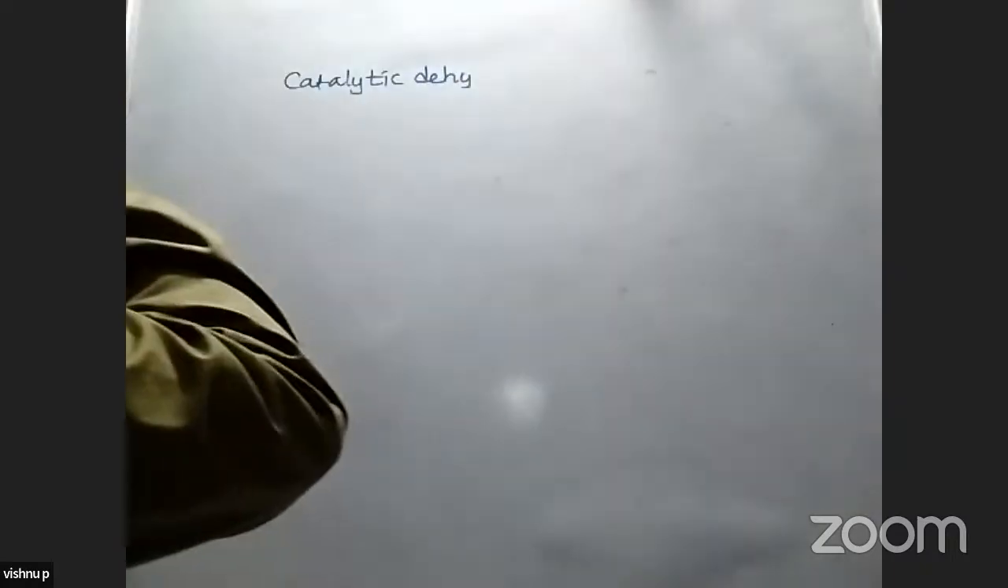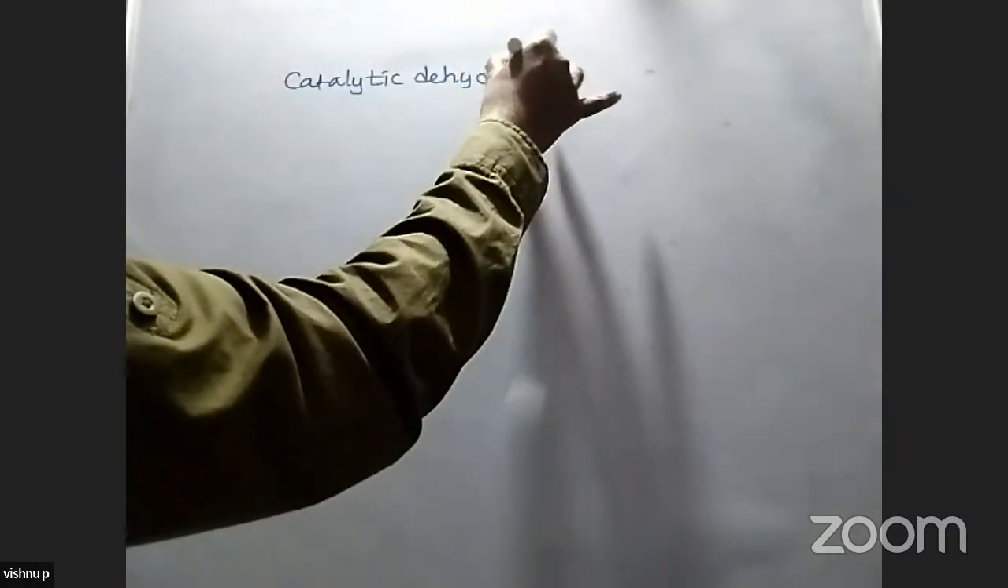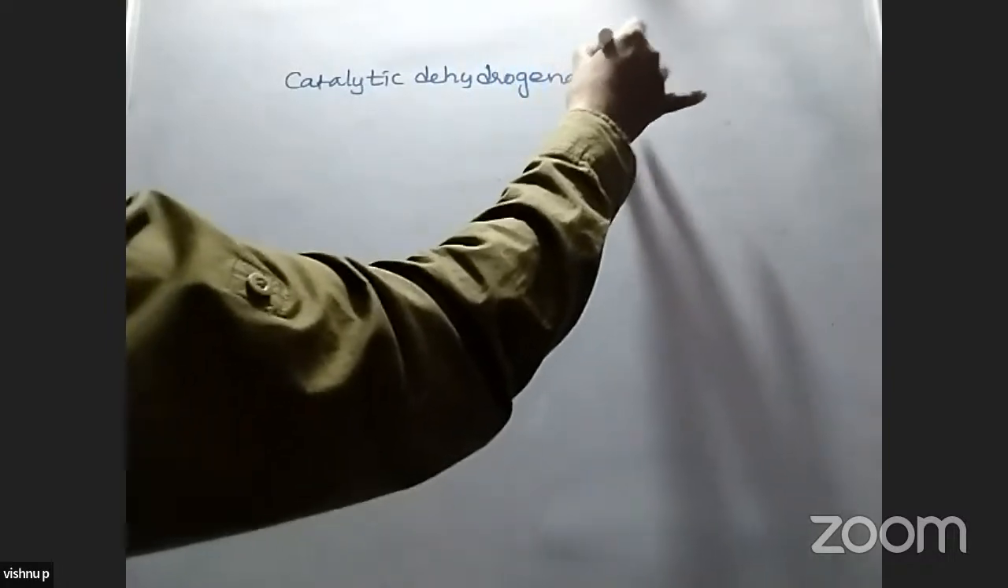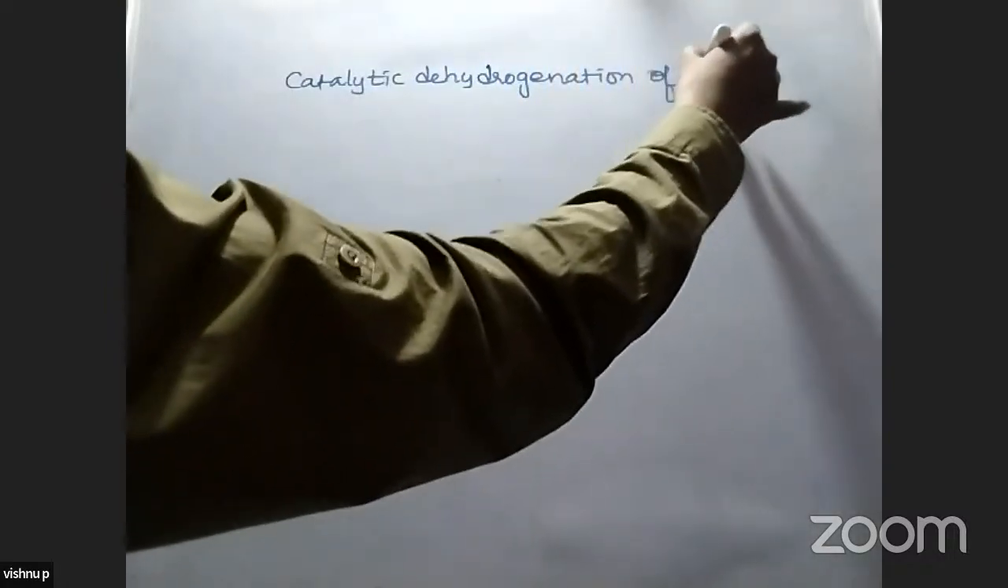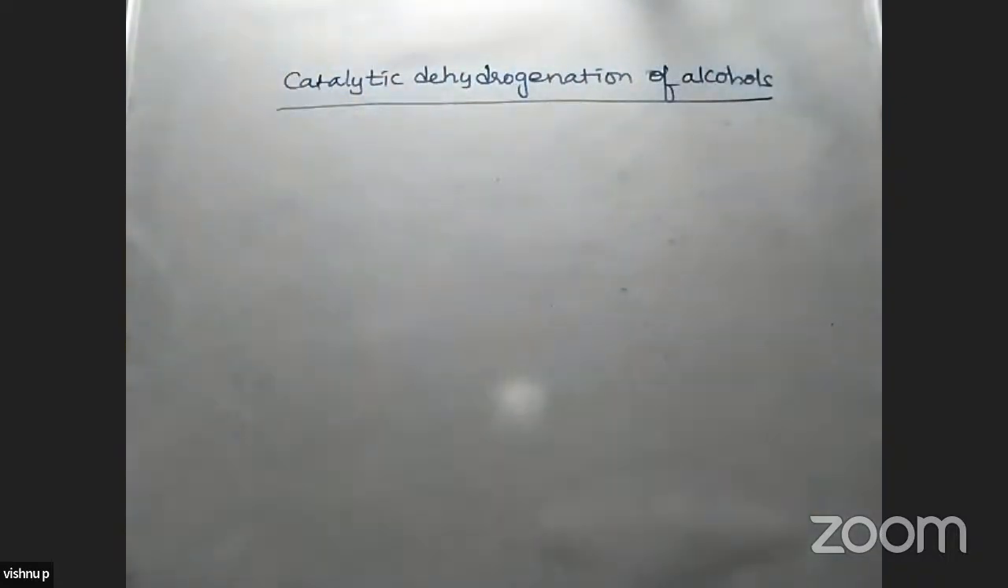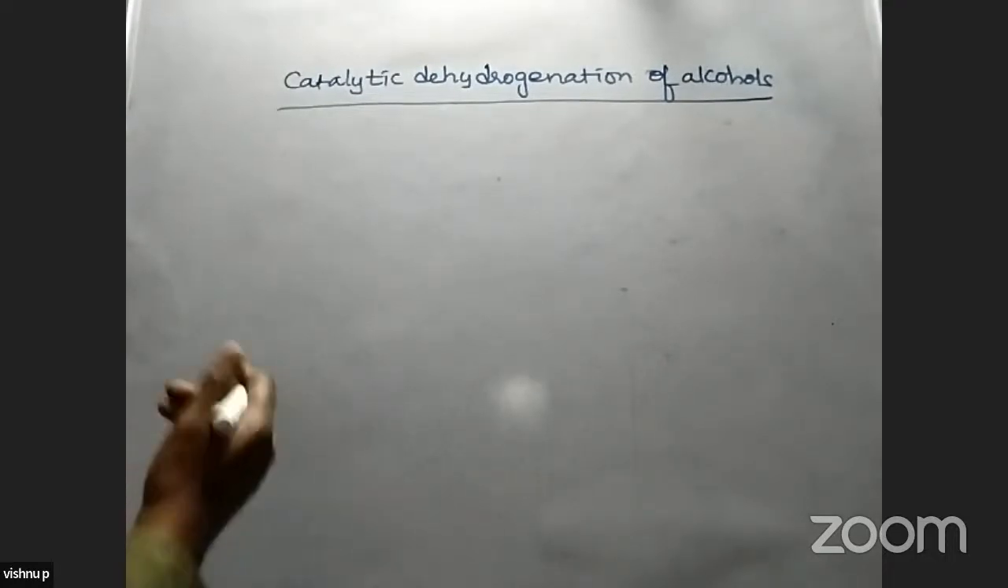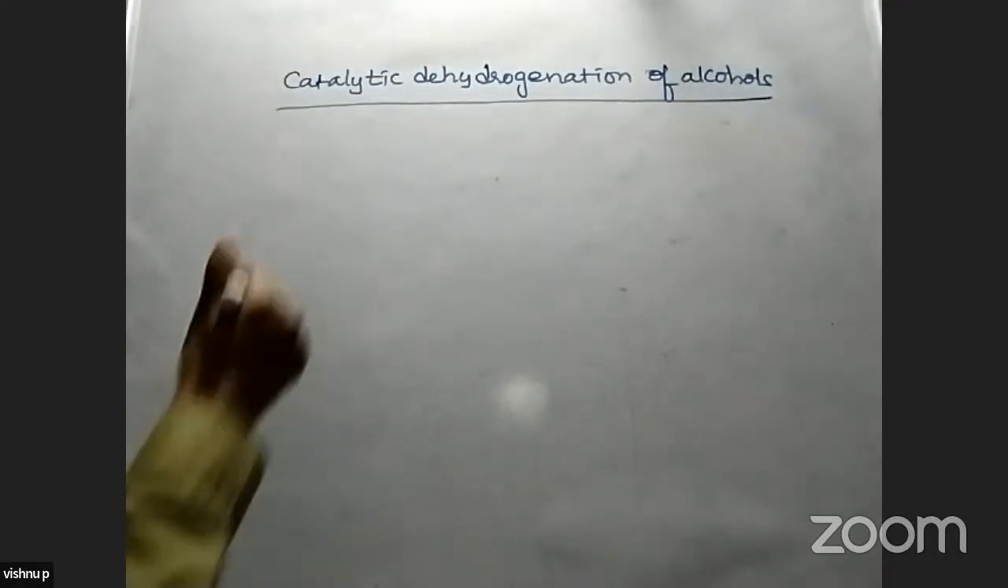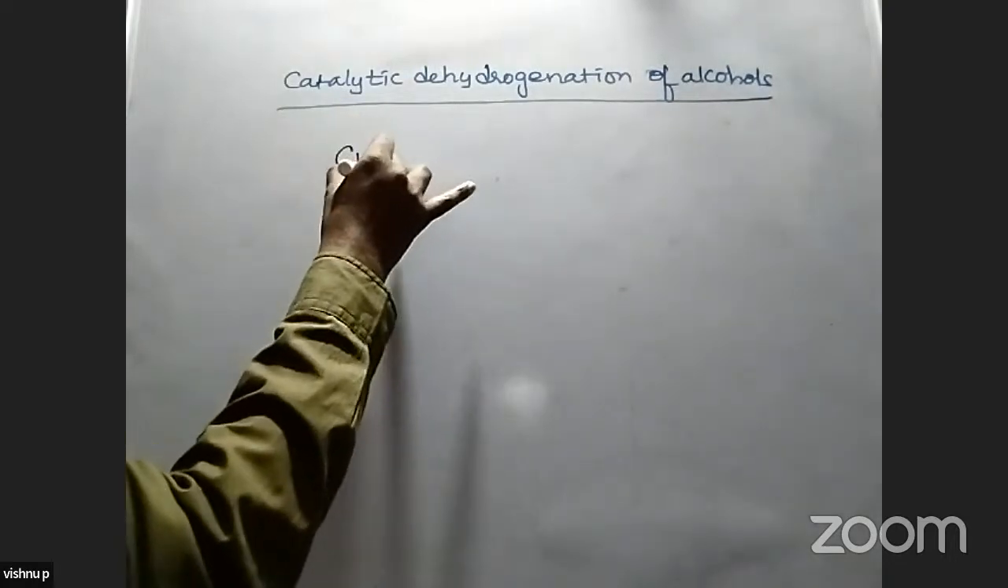The second important preparation method is catalytic dehydrogenation of alcohols. Catalytic dehydrogenation of alcohols, the second preparation method. So here hydrogen is removed from alcohols. Then aldehydes or ketones are formed in this reaction.